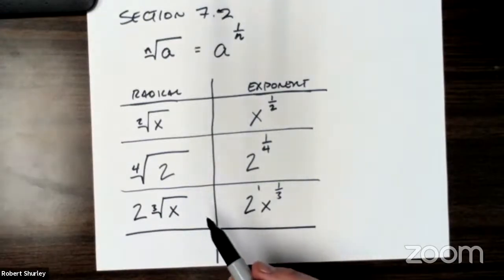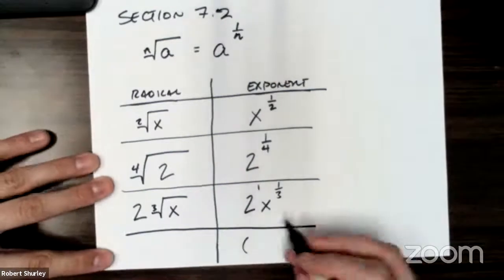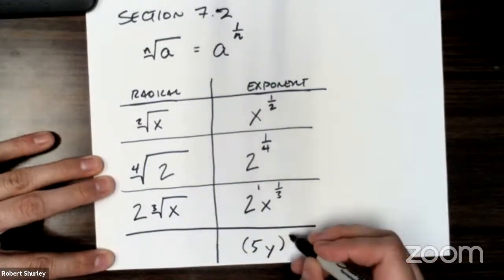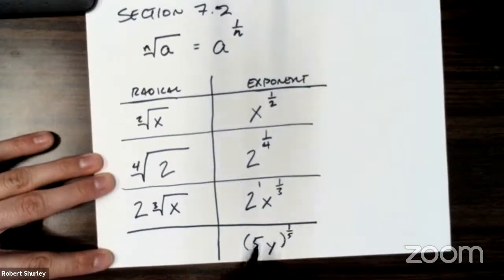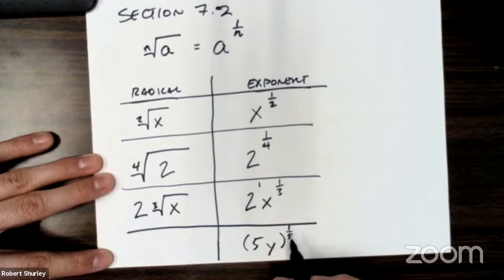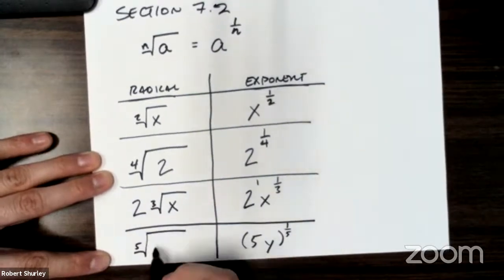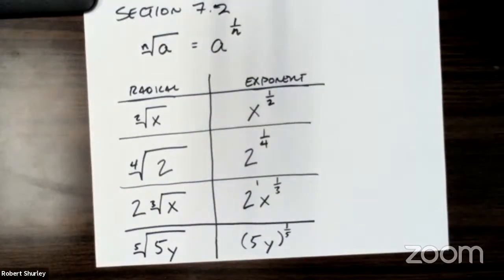So if we wanted the entire thing rooted, we would need parentheses. Like if we had 5y, all to the 1/5 power, well, this is all raised to the 1/5 power. So it's all going to go under the root. So this would be the 5th root of 5y.